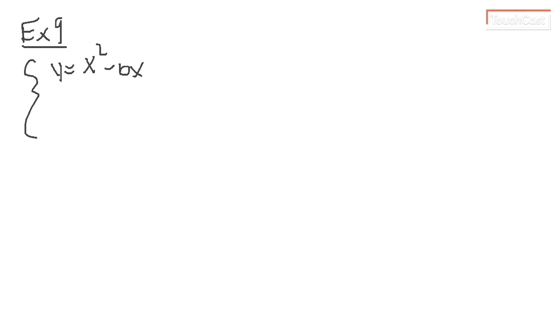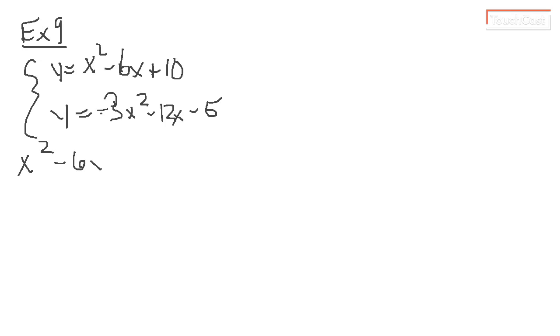minus 6x plus 10 and y equals negative 3x squared minus 12x minus 5. And since they both equal y, I'm going to set them equal to each other. So x squared minus 6x plus 10 is equal to negative 3x squared minus 12x minus 5.